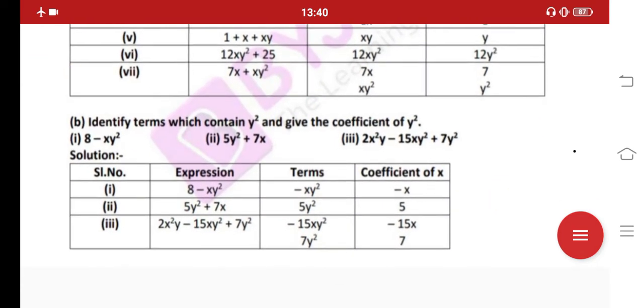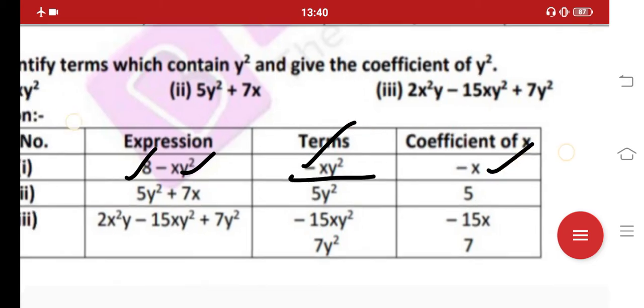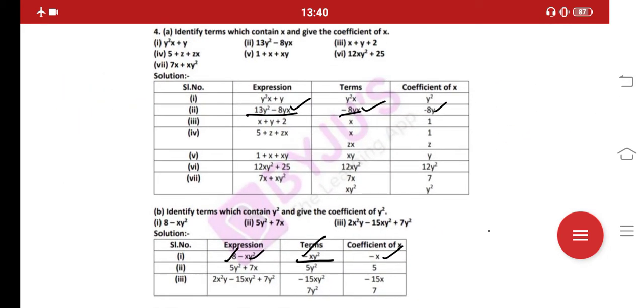Identify the terms which contain y square and give the coefficient of y square. Like in previous one, we have to find out coefficient of x. Here we have to find out coefficient of y square. Now see, this term is not containing y square, but this term is containing y square. So term containing y square is minus x y square, because we have to consider negative sign. Now what is multiplied with y square? Multiplied is minus x. So what is coefficient of y square? That is minus x. Likewise, you can solve further options.